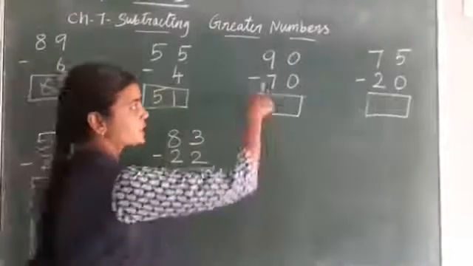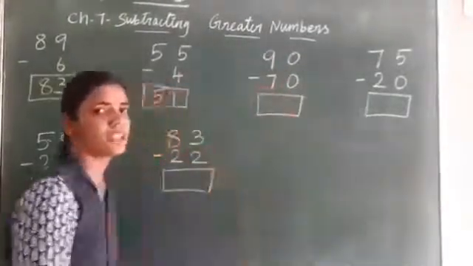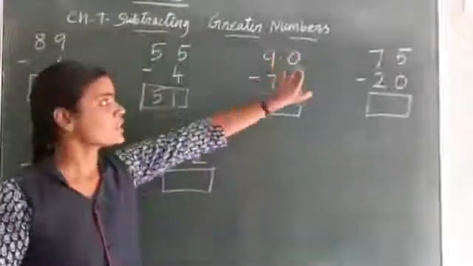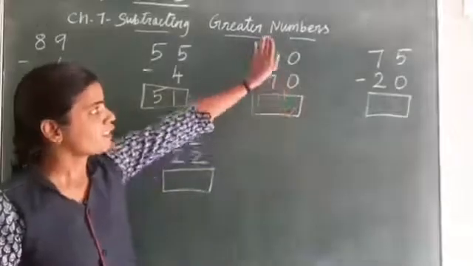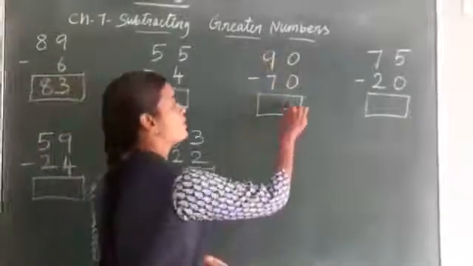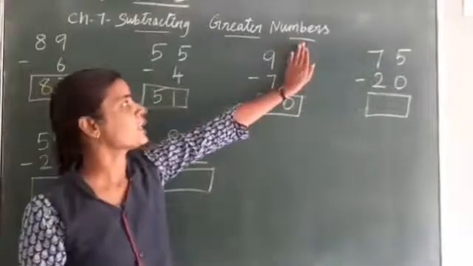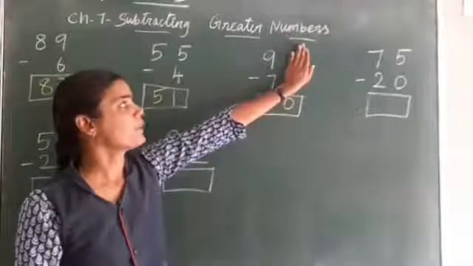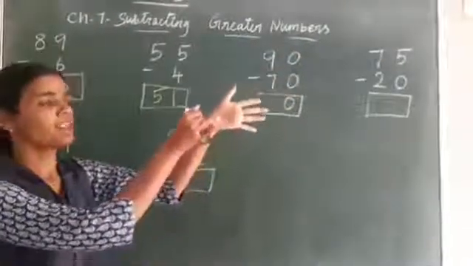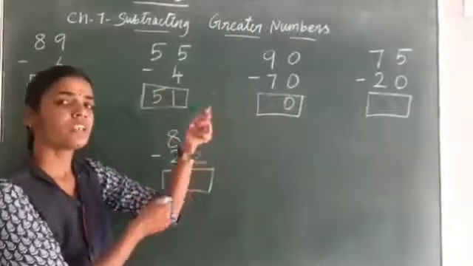Next, here also 2 digit and the other number also 2 digit. So subtracting 2 digit from 2 digit number, first the ones place, then the tens place. Ones place 0 minus 0 is 0. Next, tens place 9 minus 7. 9 before, move backward 7 steps: 8, 7, 6, 5, 4, 3, 2.